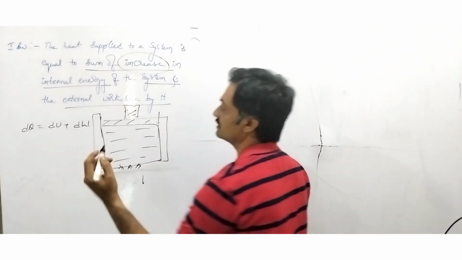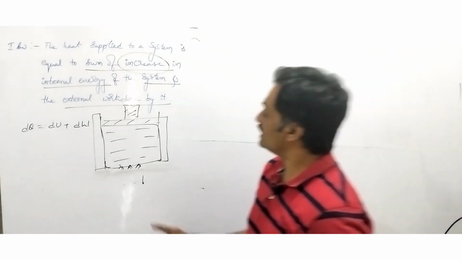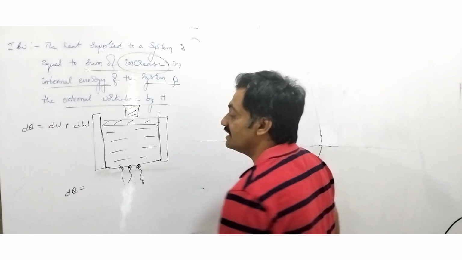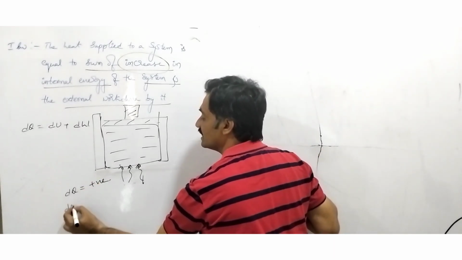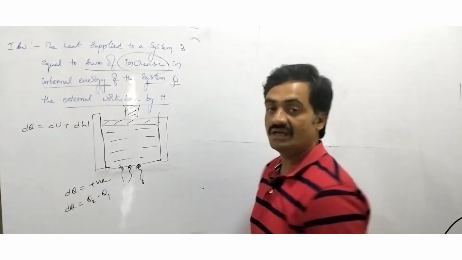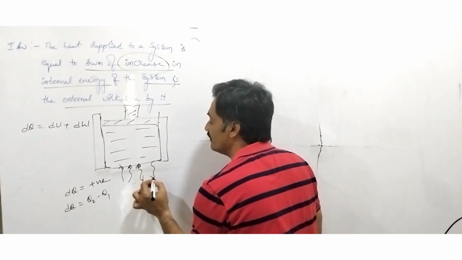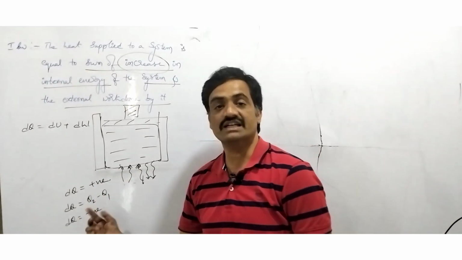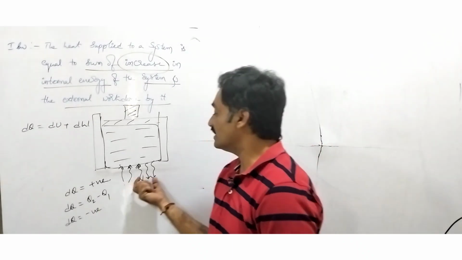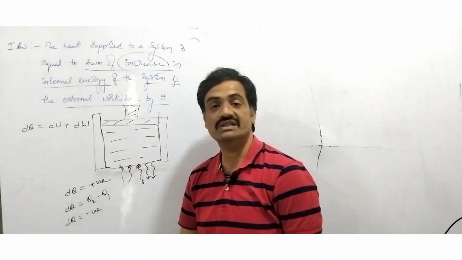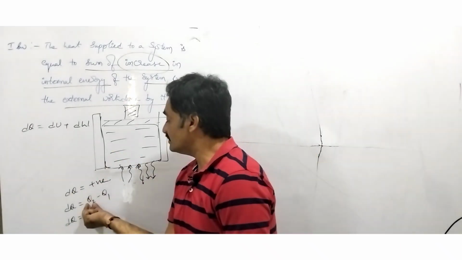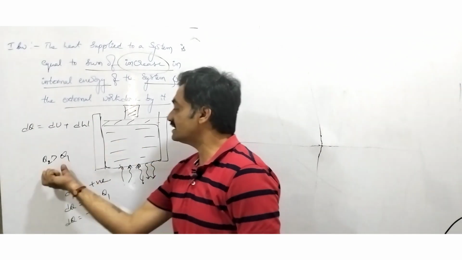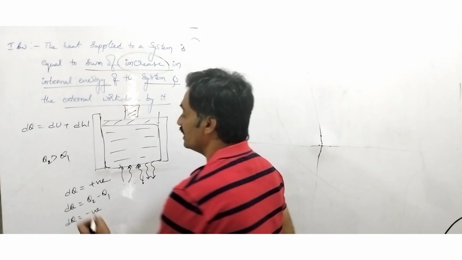Based on this, when heat is given to the system, the change in heat is represented as positive, because dQ is equal to Q2 minus Q1. When heat is taken away from the system, dQ is represented with a negative sign, because Q1 will be greater than Q2. When heat is given to the system, Q2 will be greater than Q1, meaning the initial heat will be less than the final heat, so the change in heat is positive.